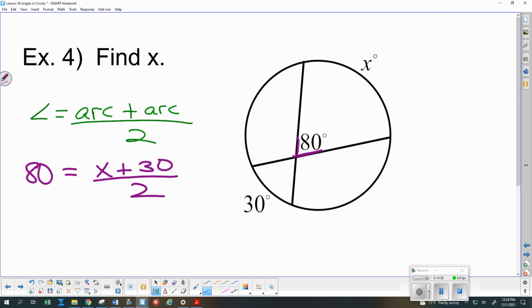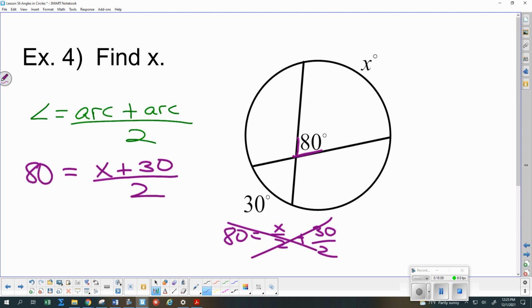Now, how do I solve that to get what X has to be? Cooper? I could do that. I could say that 80 is X over 2 plus 30 over 2, but I don't want to do it that way. What's another idea, Melissa? That's not going to really help me because then I'm going to have 2x plus 60 over 4. And so that's going to be kind of confusing. Elizabeth?